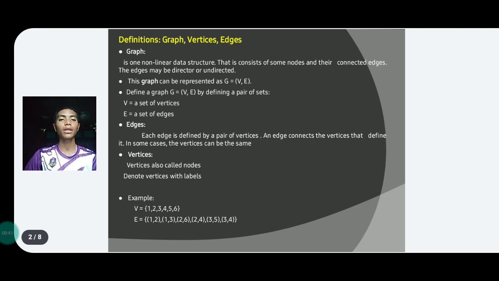Definition: a graph G equals (V, E) is defined by a pair of sets. V equals a set of vertices. E equals a set of edges. Each edge is defined by a pair of vertices. An edge connects the vertices that define it. In some cases, the vertices can be the same. Vertices, also called nodes, are denoted with labels, and there are examples.